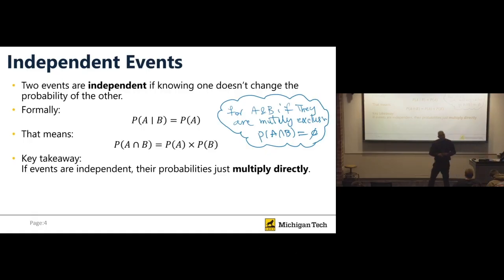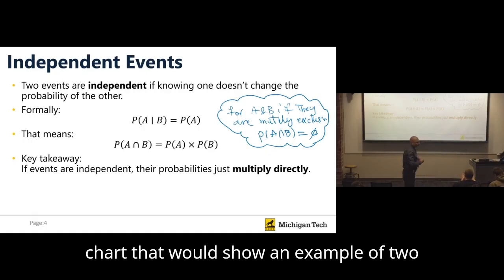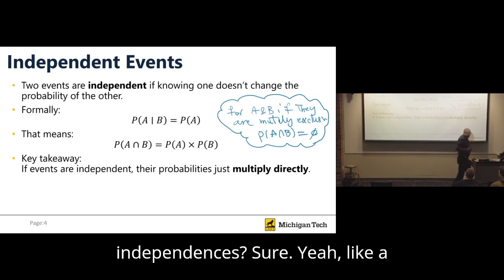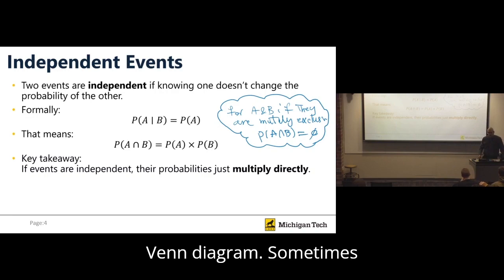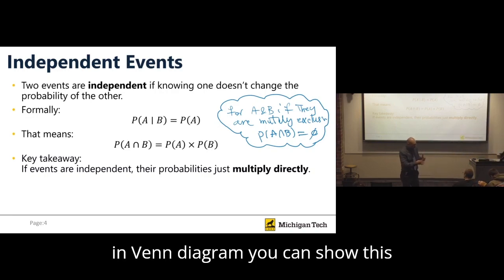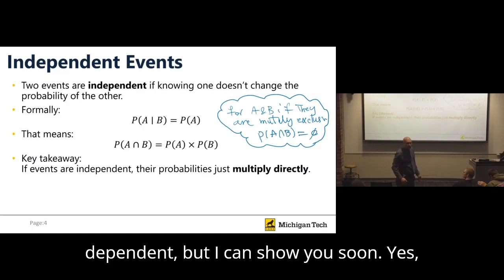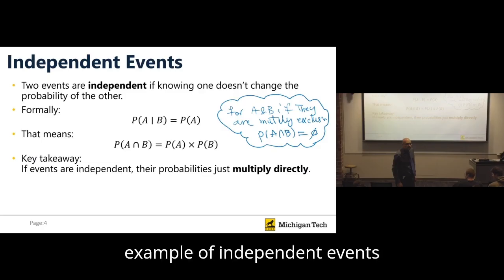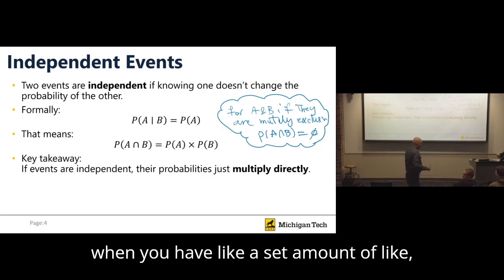Yes? Like a chart that would show an example of two independent events? Sure. Like a Venn diagram? Yeah. Sometimes in a Venn diagram you can show this, but I can show you soon. Yes, we have some. Yes? Isn't an example of independent events when you have, like, marbles in a bag, you take one out and replace them?